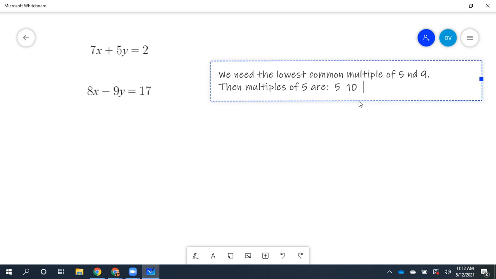Jump in here any minute. What comes next? 15. What about after? Keep going. Good. You're right. I can't write that fast, but you got the idea.